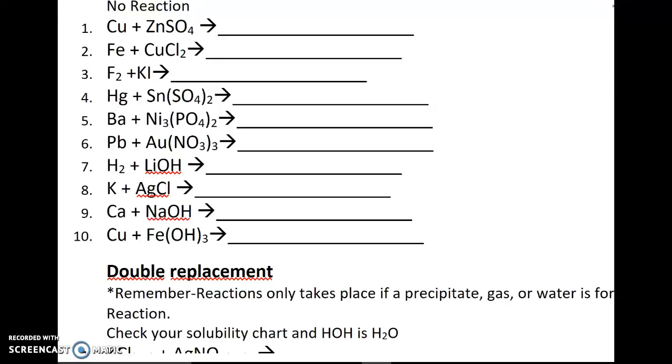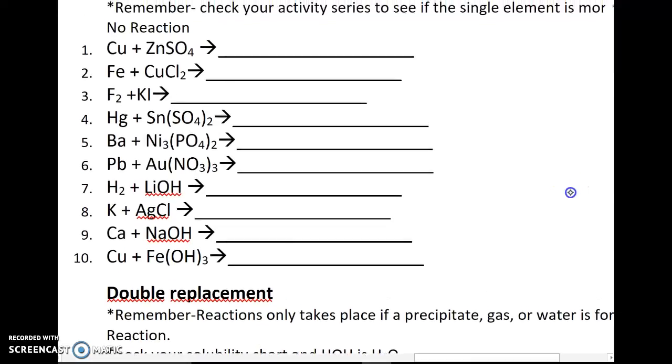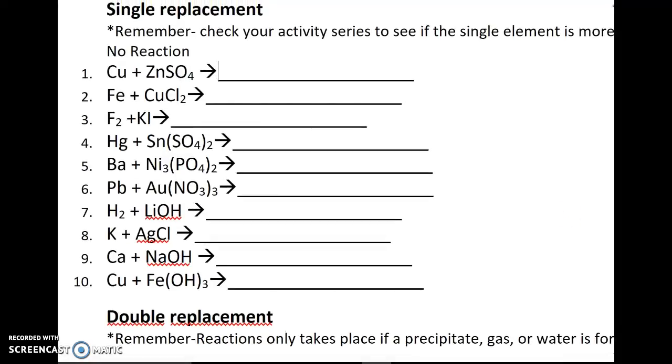Okay, now we're looking at predicting products for single replacement reactions. First thing we have to do is recognize that this is a single replacement reaction, and we can see that we have an element here by itself, and we have a compound. According to the rules of a single replacement reaction, the element that's by itself is going to replace the like element in the compound. And when I say like, I'm talking about metals.